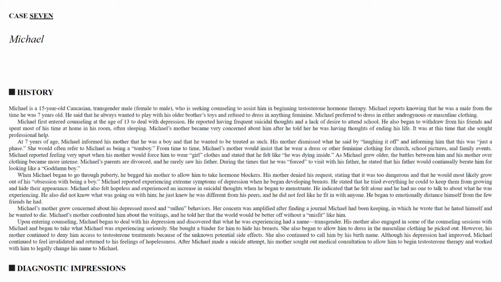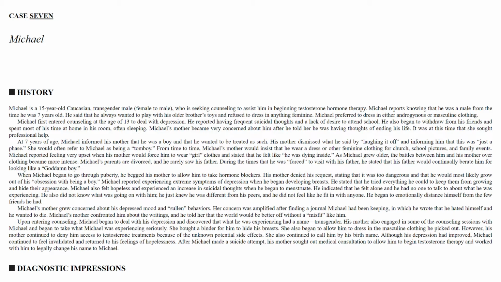Today we are going to go through the DSM-5 casebook and analyze case 7, which is Michael. Michael is a 15-year-old Caucasian transgender man, meaning that he was assigned female at birth and identifies with a gender differing from the assigned one. In this case, Michael identifies as male.